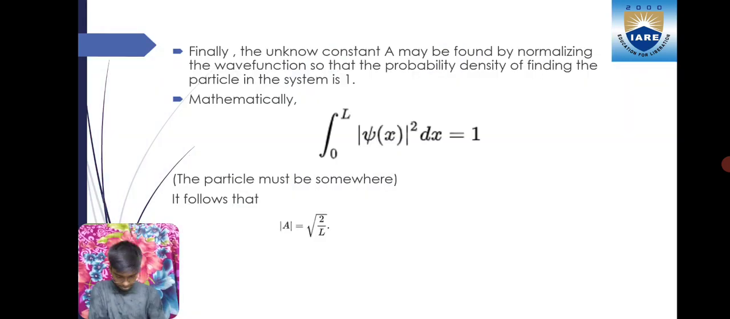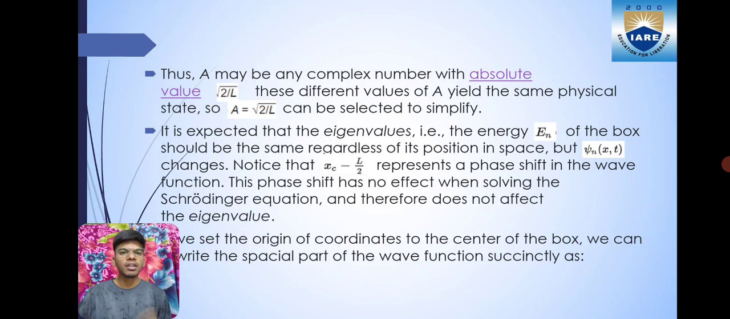Finally, the unknown constant A may be found by normalizing the wave function so that the probability of finding the particle in the system is 1. Mathematically, the integral from 0 to L of modulus psi of x whole squared dx equals 1. The particle must be somewhere. It follows that modulus A equals square root of 2 by L. Thus, A may be any complex number with absolute value square root of 2 by L.